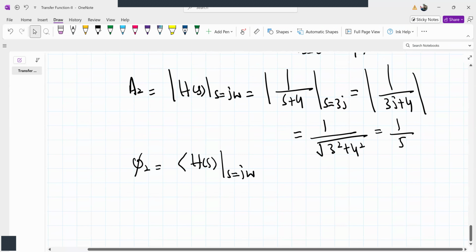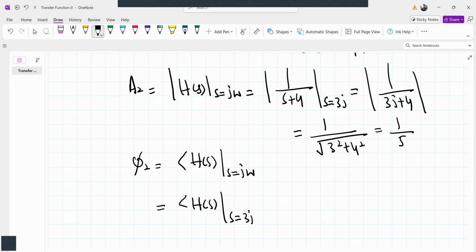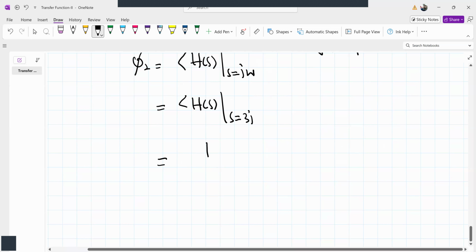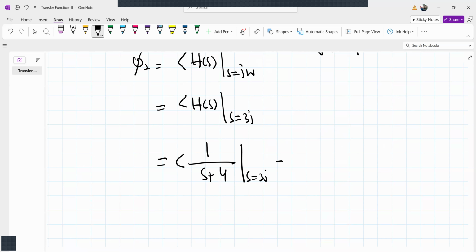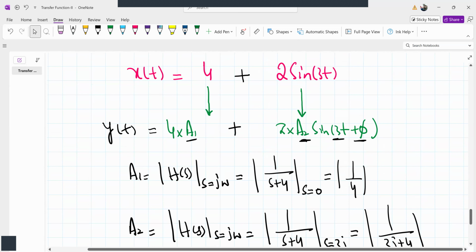Similarly, phi 2 is the phase of H of s when we replace s by j omega. Omega is 3, so it will be 3j. So 1 divided by s plus 4, with s equal to 3j, this will be the angle of 1 by 3j plus 4. The angle of the numerator is 0 minus the angle of the denominator, which is tan inverse 3 by 4. Tan inverse 3 by 4 is 36.87 degrees. Substituting A1, A2, and phi 2 in the expression, we get the output.